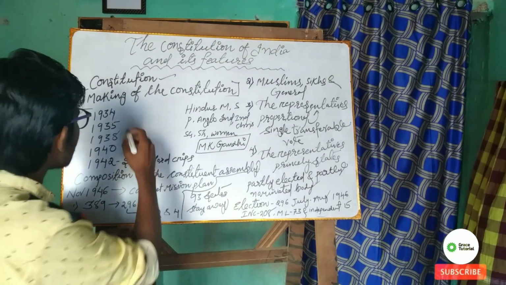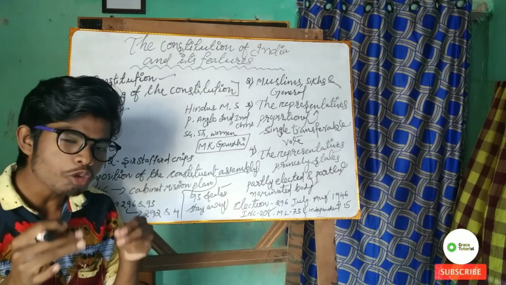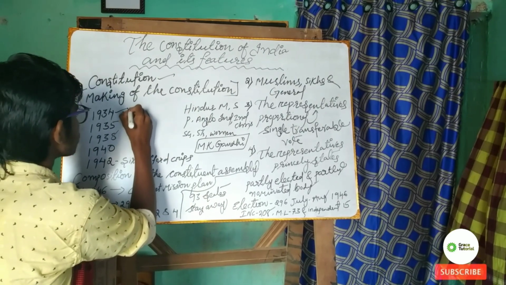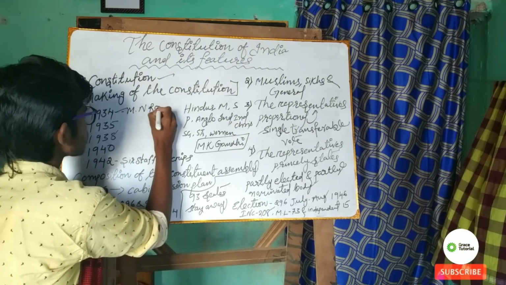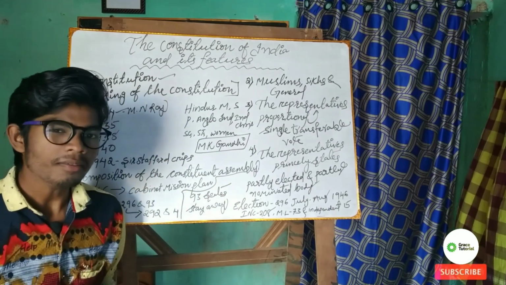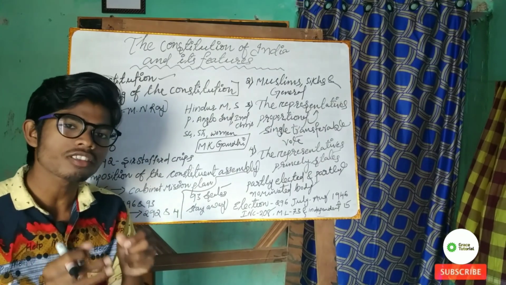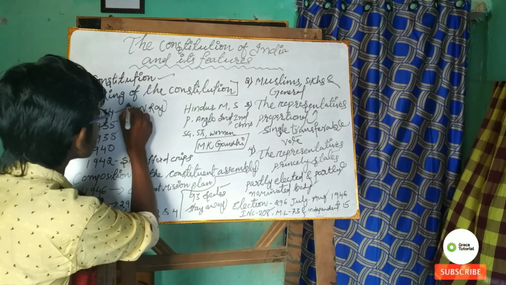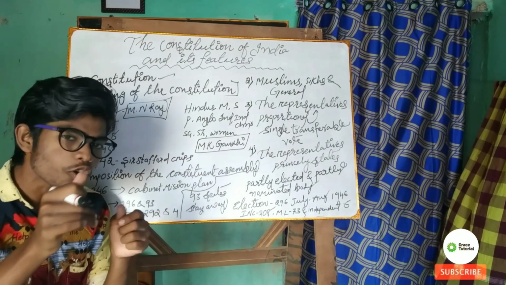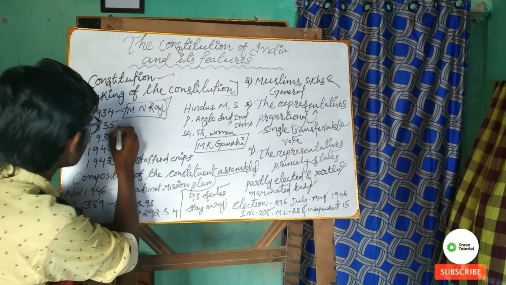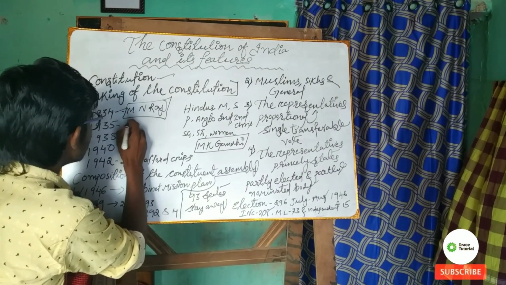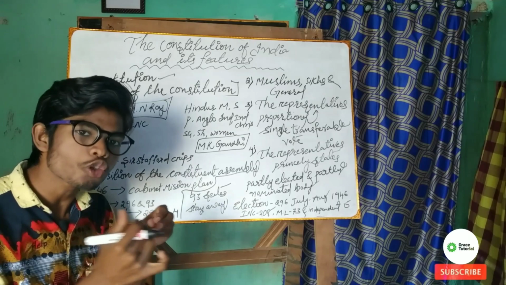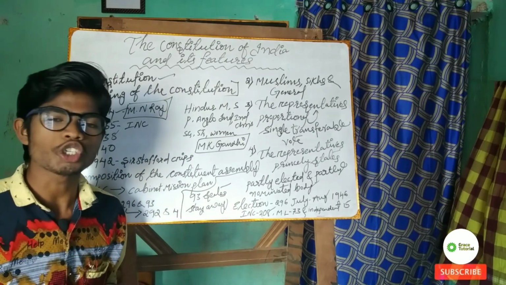Well, in the year 1934, the idea of the Constituent Assembly was put forward for the first time by M.N. Roy. So who was M.N. Roy? M.N. Roy was the pioneer of the communist movement in India. Again in 1935, the Indian National Congress, INC, officially demanded the Constituent Assembly to frame the Indian Constitution.